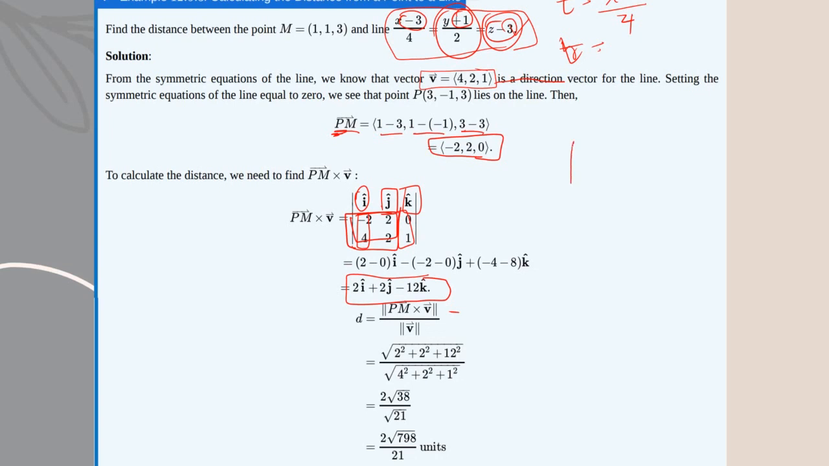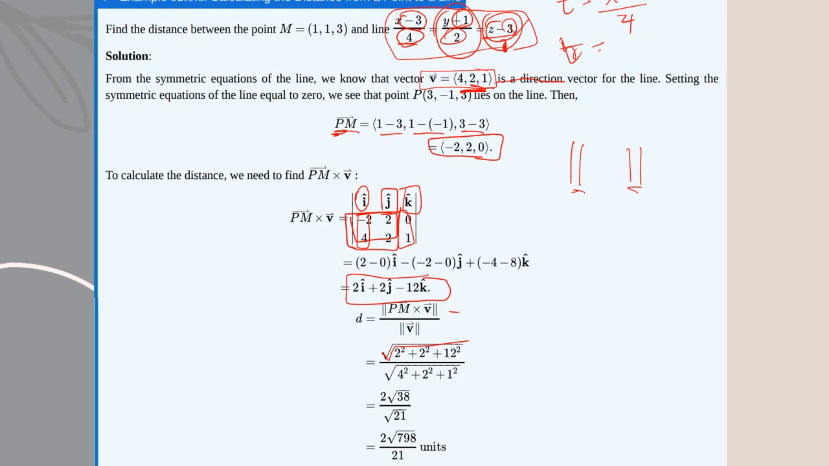And then, what is this called, class? That symbol means we get the square root of these vectors and we square the x, y, z. So, we have 2 squared plus 2 squared plus 12 squared, over our vector v that we got earlier, which is 4, 2, 1. Again, this comes from here. There is a 1 there. 4, 2, 1. So, we have 2 square root of 38 over 21 if we simplify our radicals.